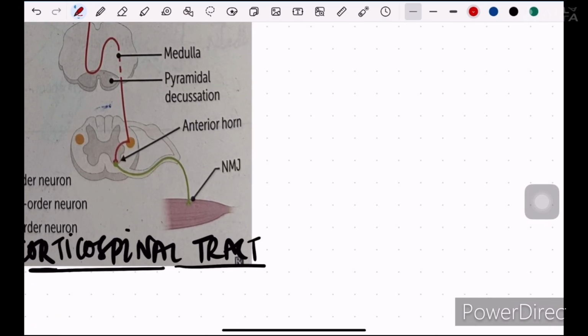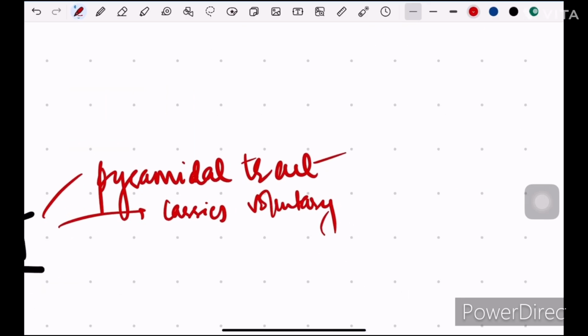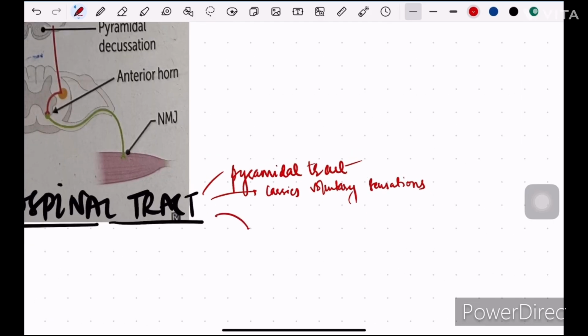Now the corticospinal tract you can also call the pyramidal tract, and what is its function? It carries your voluntary sensations of the body. Again it has two parts, the lateral one and then the anterior one.